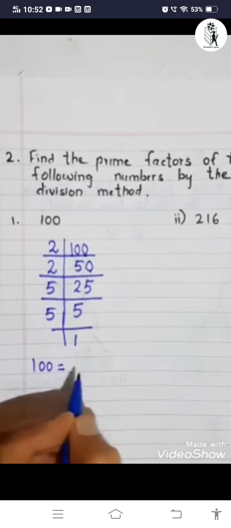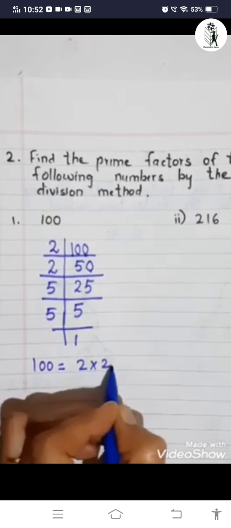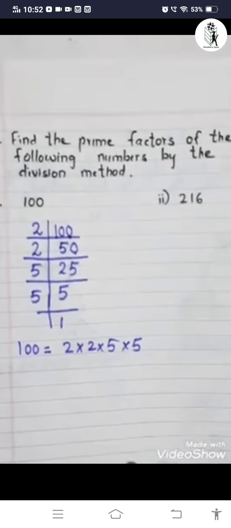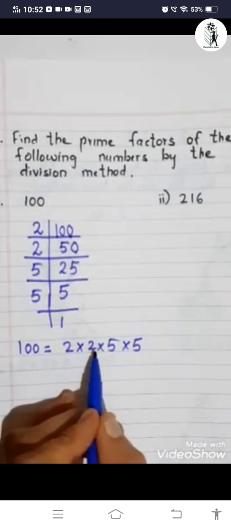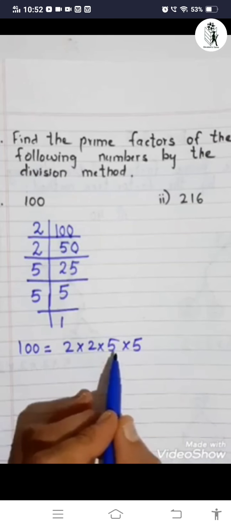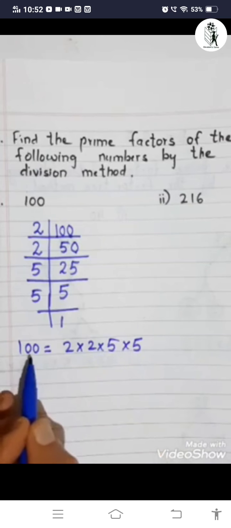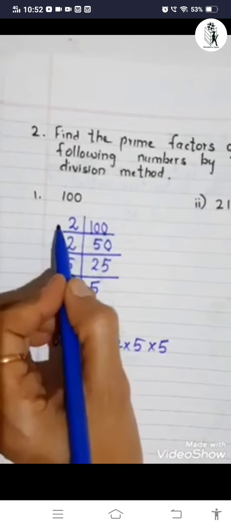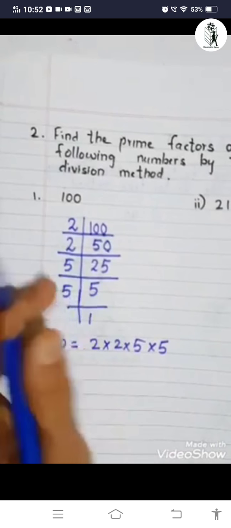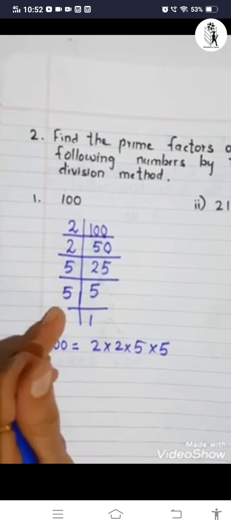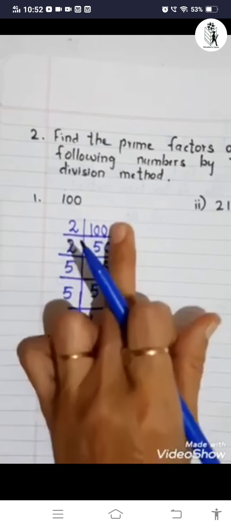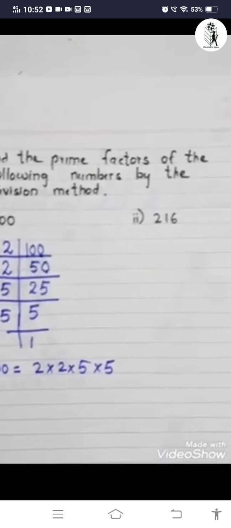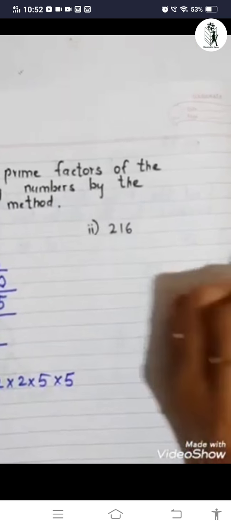Now what do we do? 100 is equal to, and we write these numbers in this way. And check again. 2 2s are 4. 4 5s are 20. 20 5s are 100. Always recheck the product. So these numbers are the prime numbers. The numbers that we get on the left hand side are all prime numbers, and this method is called the division method.